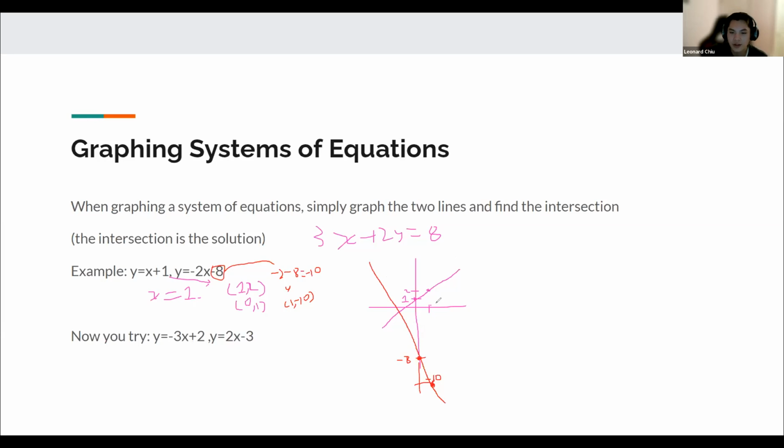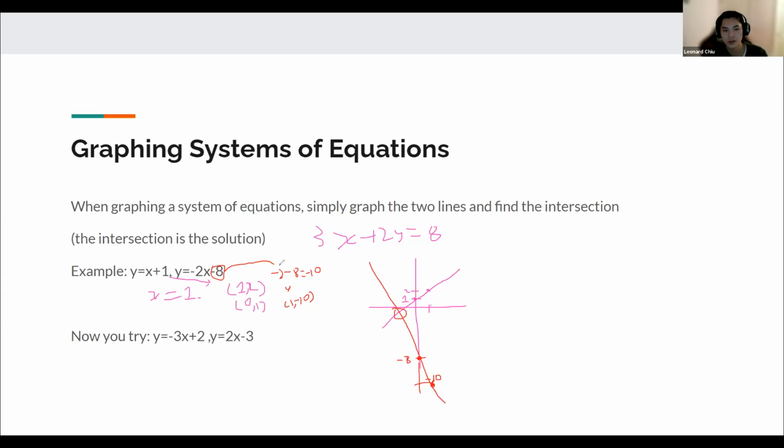This isn't really drawn to proportion, but where you see the 2 lines intersect right here, there's going to be a point for that. So there's going to be an x value and y value for that. The x value will be the solution to this equation, and the y value will be the solution to this equation right here.